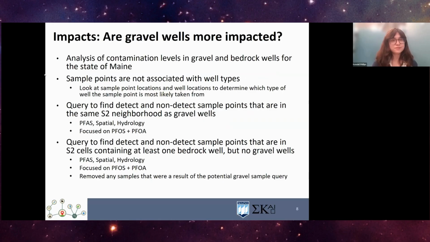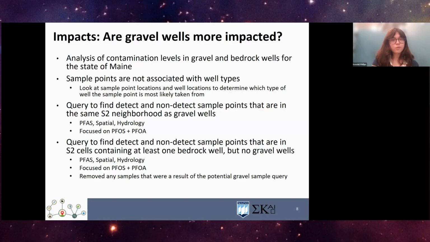Hi, I'm Kendall Phillips. I'm a master's student in the Spatial Information Science program at the University of Maine. And I've been using SAWGraph to assess some impacts and look at gravel wells and bedrock wells in Maine. So typically gravel wells are much shallower than their bedrock counterparts. So the thought is they should have higher levels of contamination since the PFAS has less distance to travel in order to contaminate these wells.